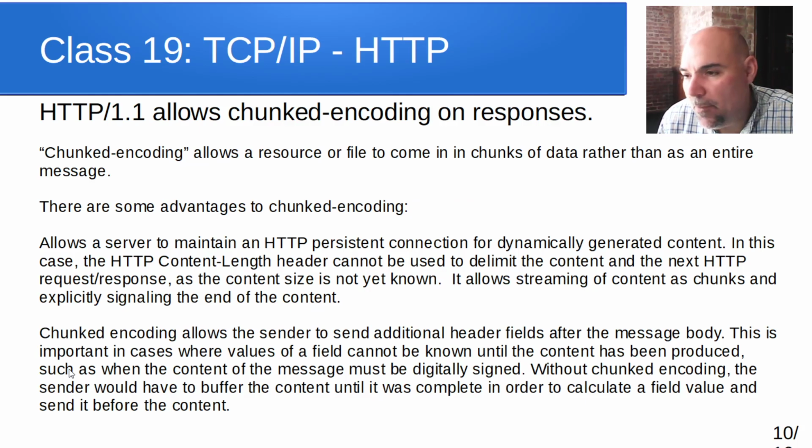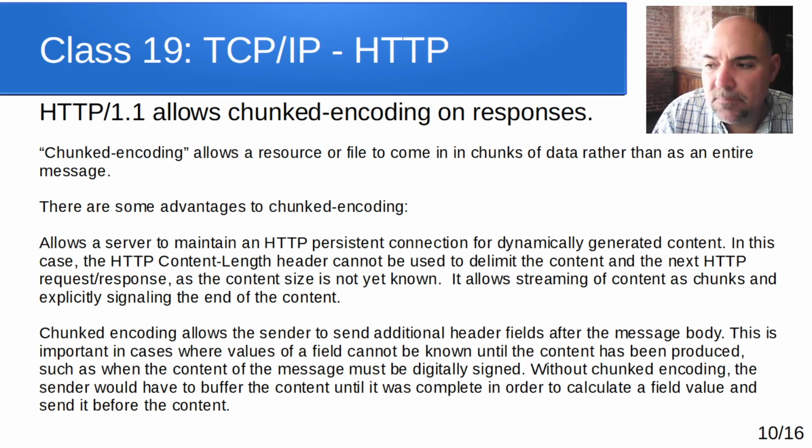Okay, now we talked about some of the differences between HTTP 1.0 and 1.1. Another difference between 1.0 and 1.1 is the ability to have these chunked encodings on responses. And we're going to spend a little bit of time looking at that. In looking at these chunked responses, the advantage for chunked encoding is that it allows the server to maintain some persistent connection for dynamically generated content.